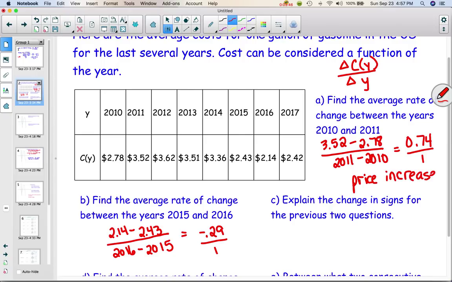Which led to a positive rate of change. Here we had a price decrease, which led to a negative rate of change. And so you'd want to make sure you put units. So we had 29 cents per year would be our units, that it was decreasing. Here it was increasing at 74 cents per year.